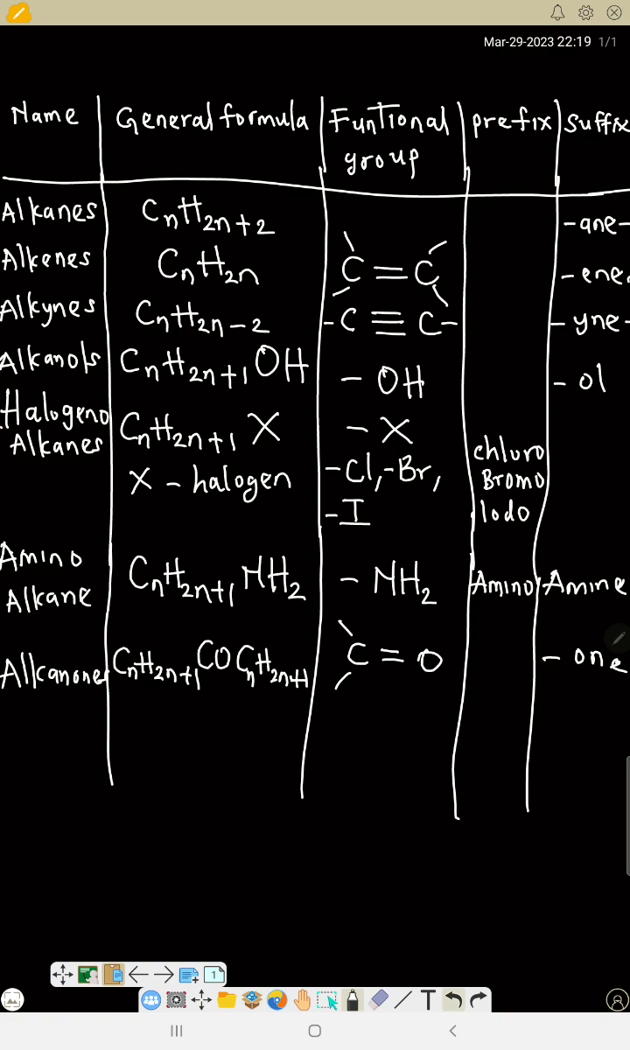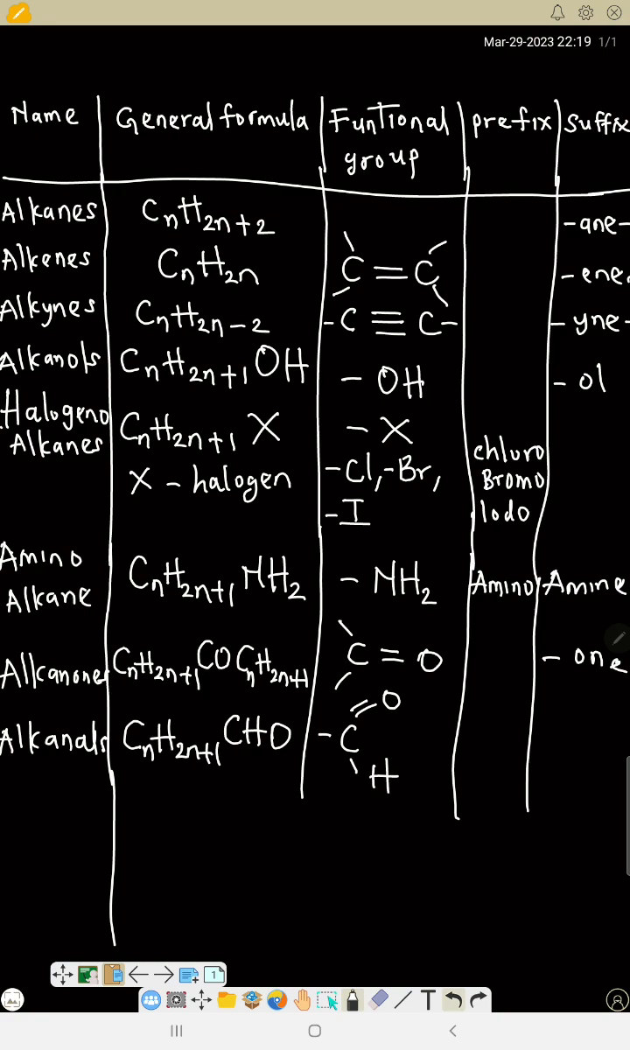Now we also have alkanals. For alkanals, the general formula is CnH2n plus 1 CHO. This is the functional group. By the time we start examples, you will understand all these functional groups and the suffix and prefix. The suffix is AL.